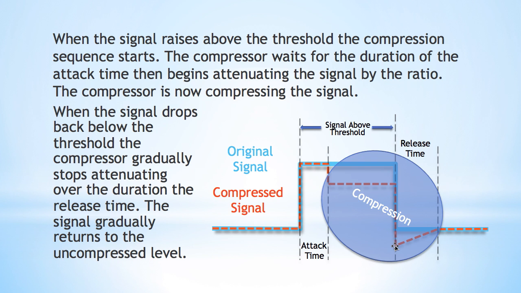And then the compressor keeps compressing until that release time has passed. So it gradually lets go over the duration of the release time, again, usually in seconds, typically under 1 second. So the compression doesn't always start happening right after the signal crosses the threshold and doesn't stop happening exactly when the signal drops back below the threshold. Let me show you some examples of the compression controls in use.